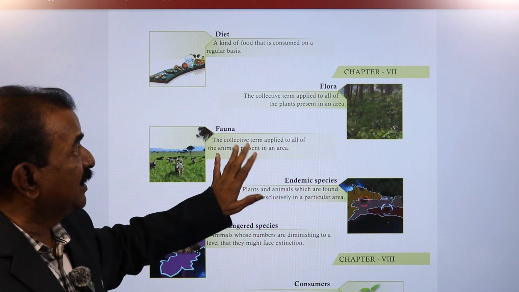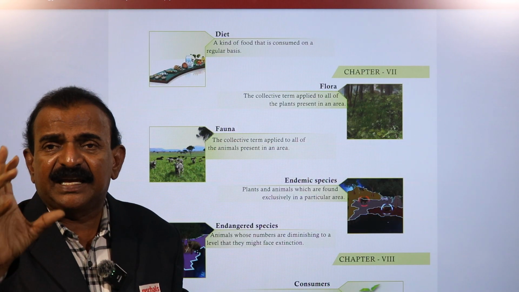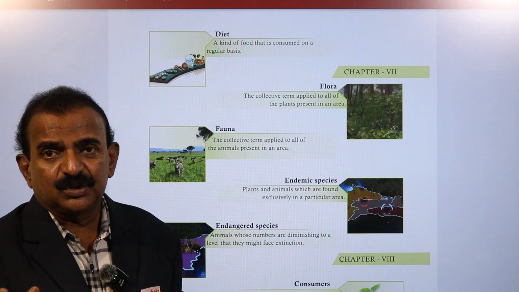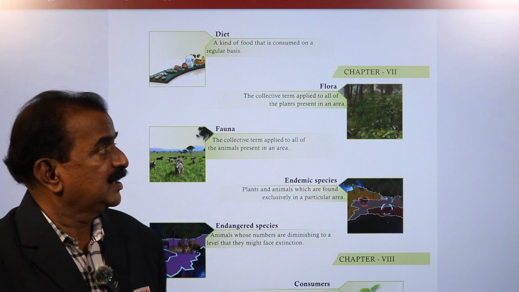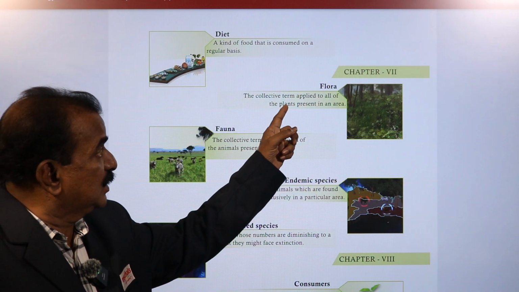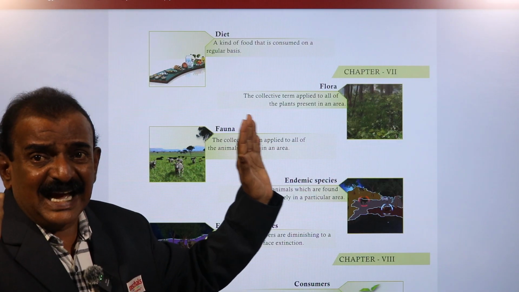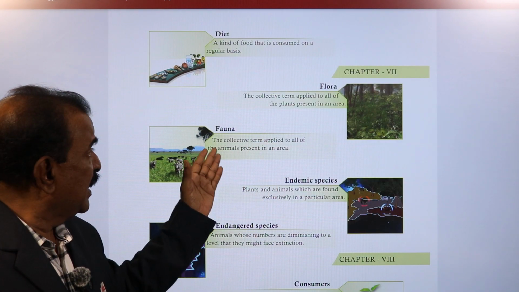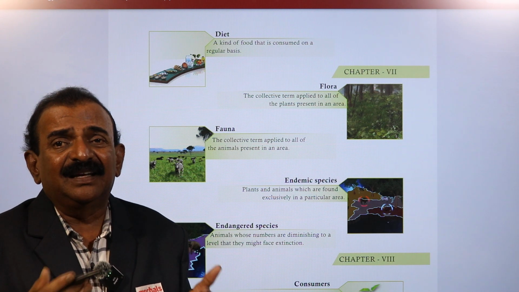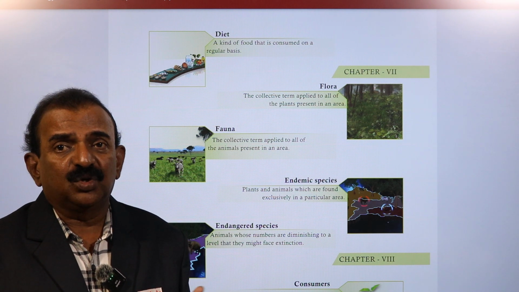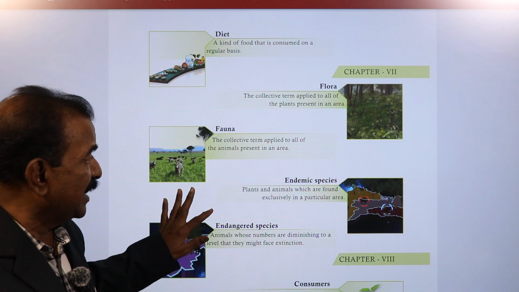Chapter 7. What is flora? The term flora indicates plants. So flora means plants, and fauna means animals. Flora is the collective term applied to all of the plants present in an area, and fauna is the collective term applied to the animals. Flora for plants, fauna for animals.